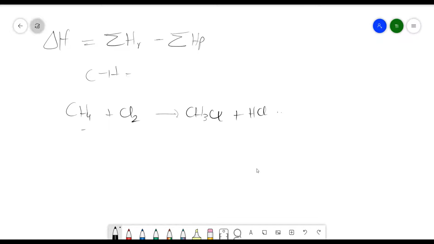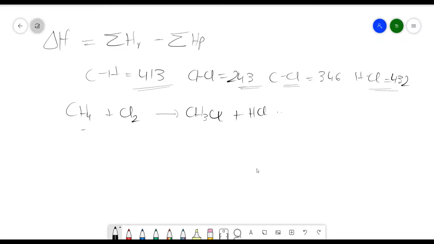So C-H is equal to, I think it's 410, not sure. Actually, no, the exact value in this case is 413. Cl-Cl is 243. C-Cl is 346, and H-Cl is 432. You don't ever have to worry about memorizing these values. It'll be given in your data booklet. Okay, so first try this.